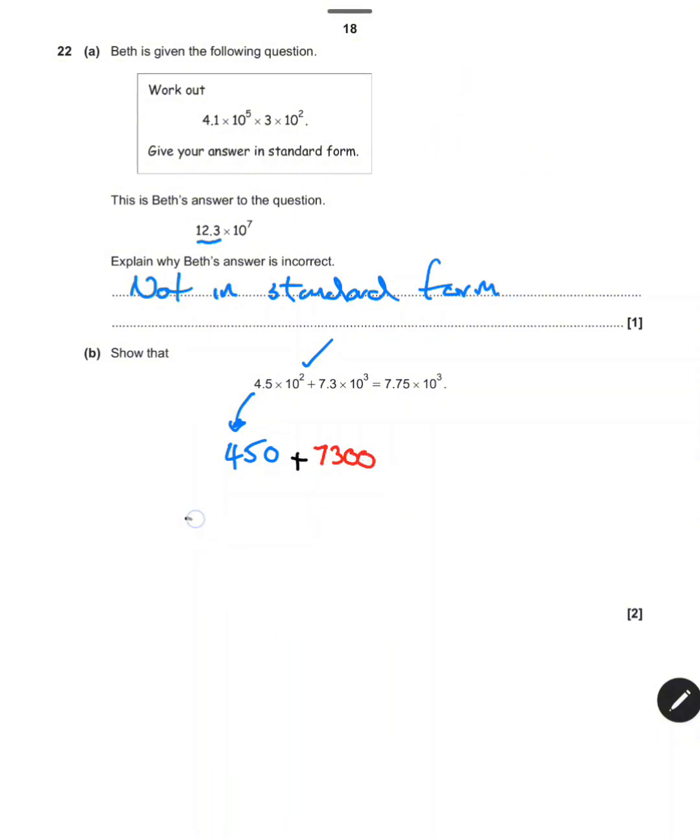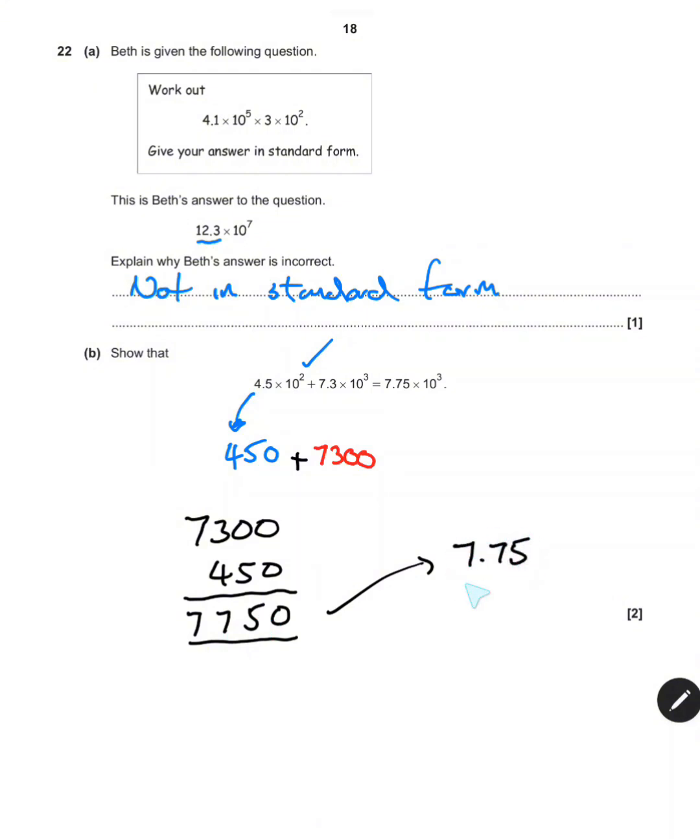And if I add these together, 0 add 0 is 0, 5 add 5 is 5, 3 add 4 is 7, and 7 add 0 is 7. What I'm going to do now is convert this back into standard form. So it must be 7.75. Remember, this number has to be below 10. 7.75 times 10 to the once, twice, times 10 to the 3. This calculation and then saying 7.75 times 10 to the 3 would get full marks on this question.